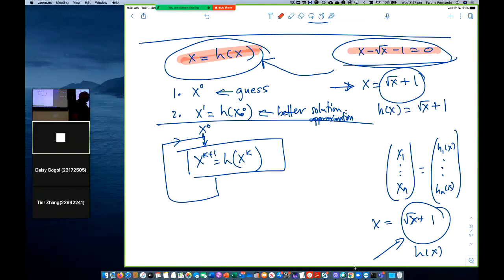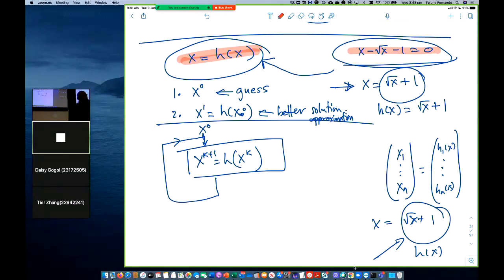I take an initial guess, I put that value in h, and the answer that I get out is a better guess. Then I take that value, put it back into h, and get another answer that's better than the one I got before, and so on. I keep iterating until the answer that I get doesn't change that much. And when the answer doesn't change that much, I know the answer has converged, and we have the answer.